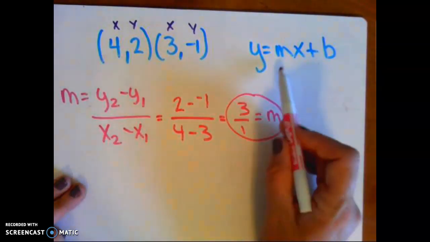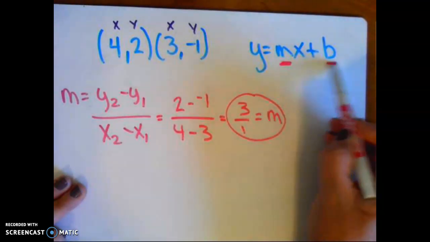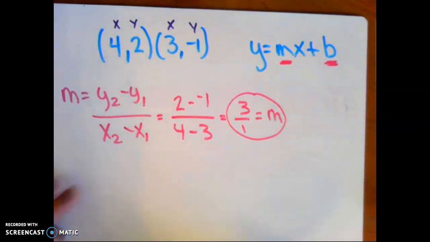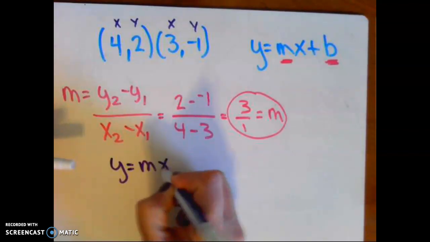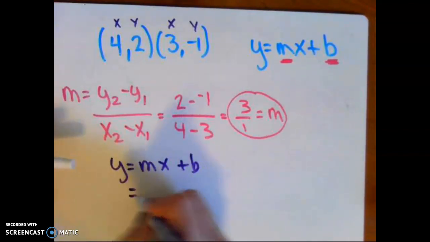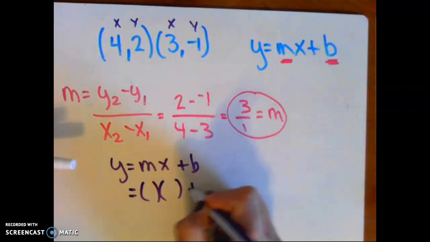So again, when we write the equation, we need the m and the b. So we are halfway there. We just found the m. So now all we have to do is go find the b. So I'm going to take my equation, y equals mx plus b, and I'm going to substitute in everything that I know to find b.